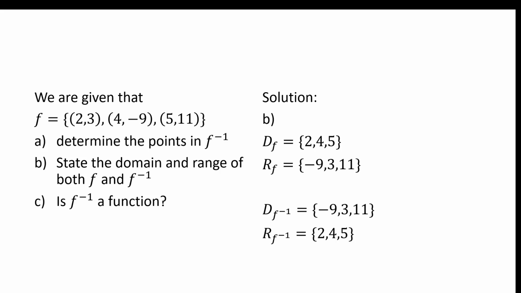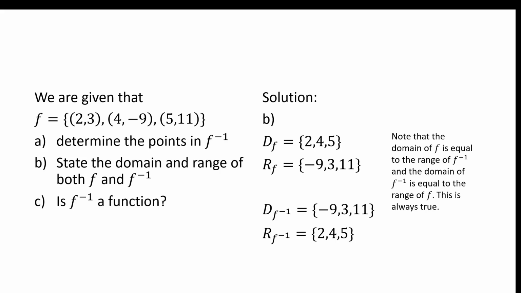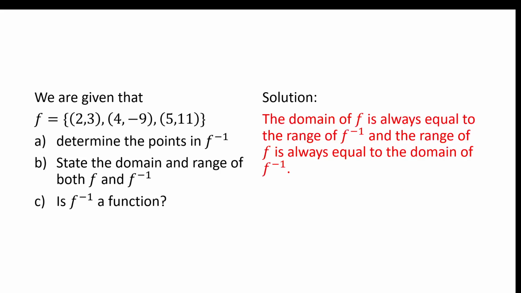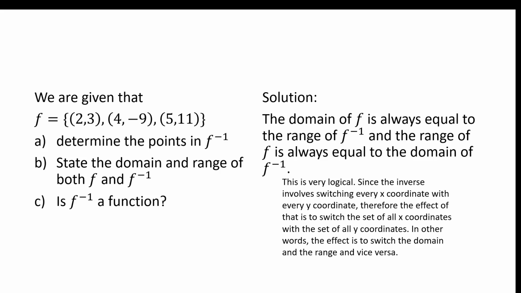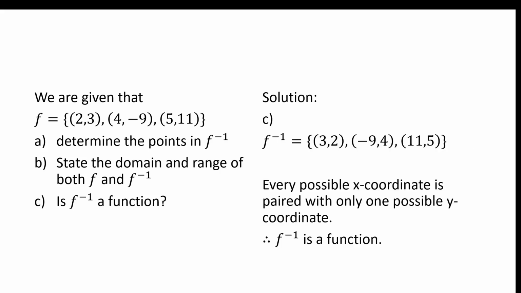Now, something I'd like to point out is notice that the domain of f is equal to the range of f inverse. It'll always be that way. And notice that the range of f is equal to the domain of f inverse. That'll always be that way. So the domain of f is always equal to the range of f inverse, and the range of f is always equal to the domain of f inverse. And that's very logical because the inverse involves switching every x coordinate with every y coordinate. So therefore the effect of that is to switch the set of all x coordinates with the set of all y coordinates. So in other words, the effect is to switch the domain and range and vice versa.